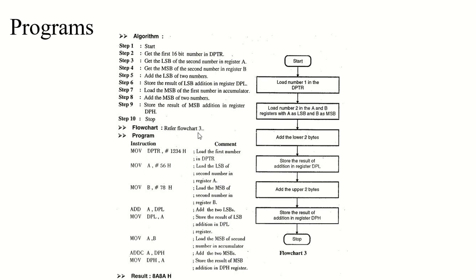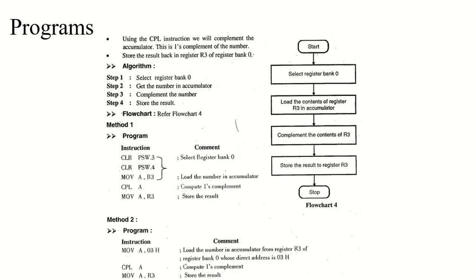Now let's see the next program statement that we have, and that's going to be quick because we are running out of time here. This program is used for finding the ones complement of whatever number there is. The program statement says: write a program to find the ones complement of a number. Assume that the number is stored in the register R3 of register bank 0.